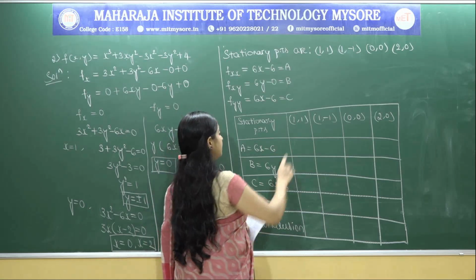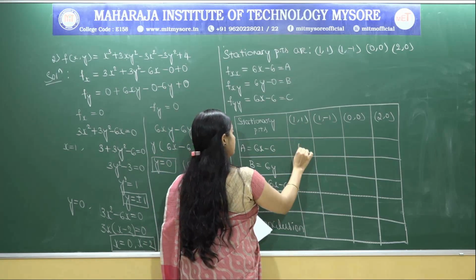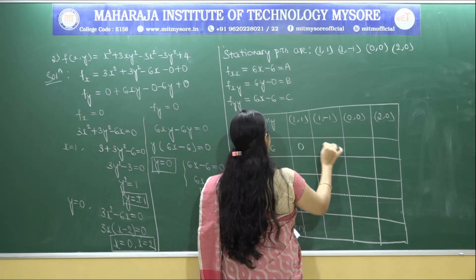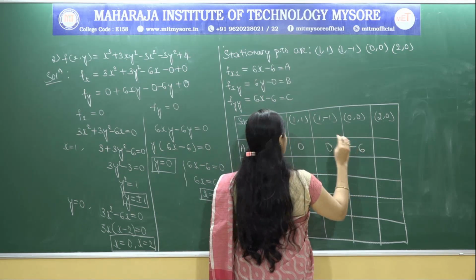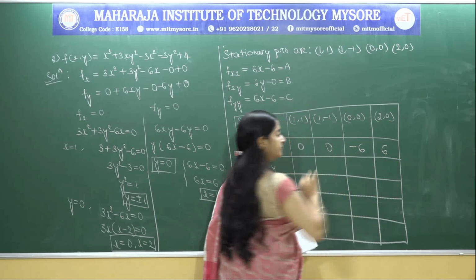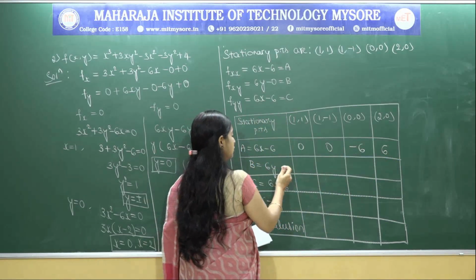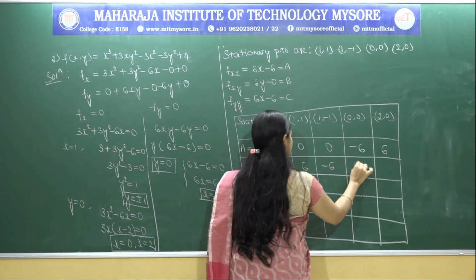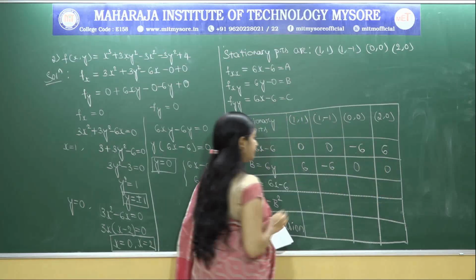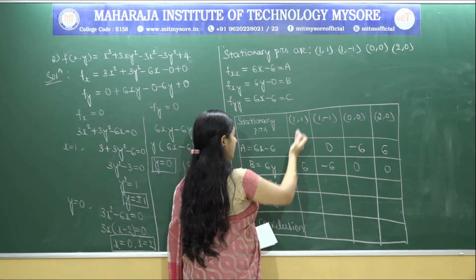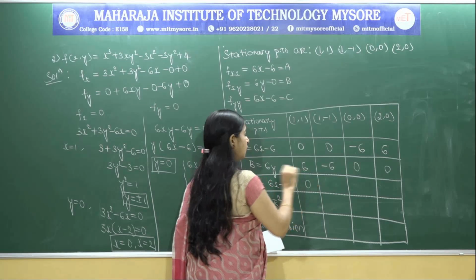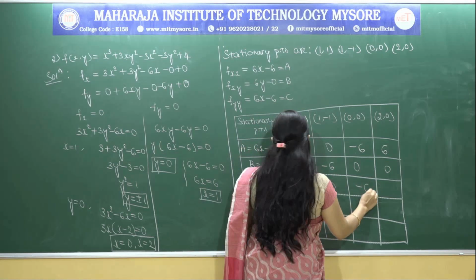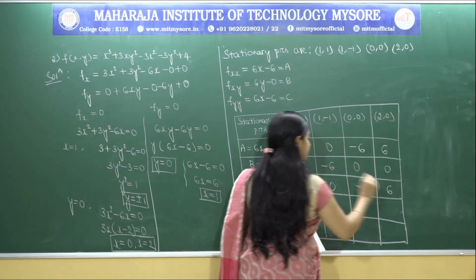For the first point, put x equal to 1 and y equal to 1: the first term is 6 minus 6, you will get 0. Similarly, the second part is 0, the third one 0 minus 6, the fourth one 12 minus 6. Similarly for the next point: 6, the second one minus 6, third one 0, and the fourth one is also 0. Then for the last one, put x equal to 1: you will get 0, the second part is also 0, the third one minus 6, the fourth one 12 minus 6, you will get 6.